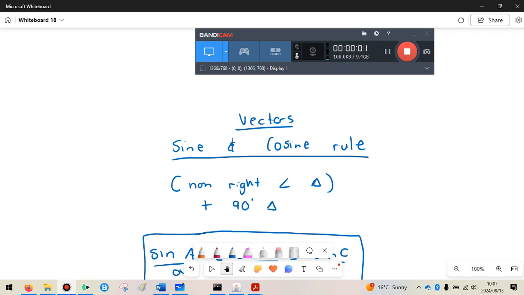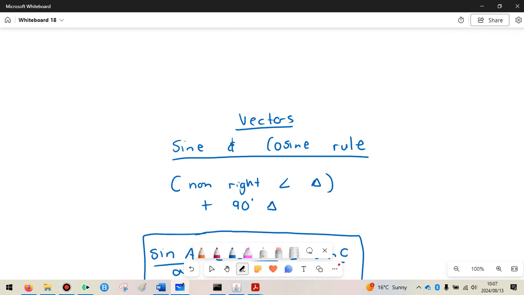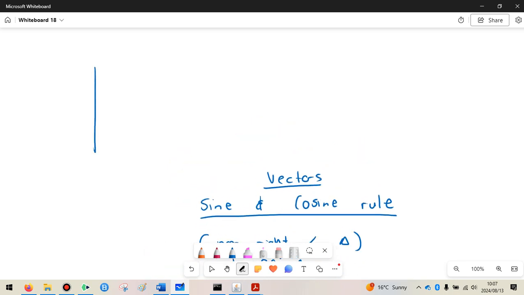So let's get to now when you have triangles and vectors that are not 90-degree triangles. If we have 90-degree triangles, we can obviously use SOHCAHTOA or trig ratios to work out a missing side. But now we're going to start having situations in vectors where we have triangles that are not 90 degrees, and then we're going to start using sine and cosine rule.